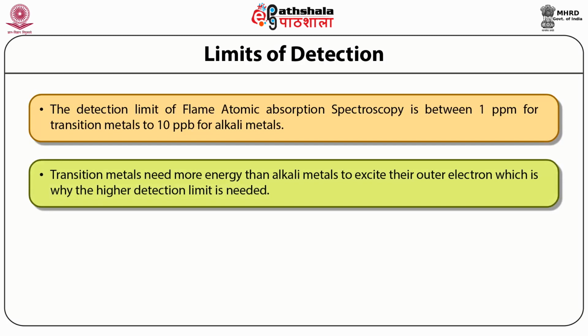Transition metals need more energy than alkali metals to excite their outer electrons, which is why the higher detection limit is needed. Because in the case of transition metals, the electrons are shielded compared to alkali metals because of the bigger structure.